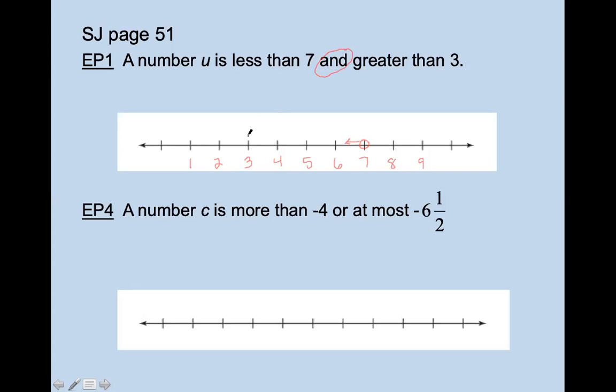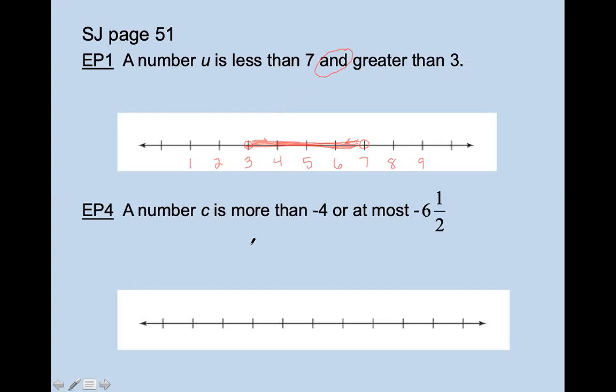Greater than 3. So numbers greater than 3, I need an open circle at 3 and an arrow going to the right, which means that all the solutions are any number that lies in between 3 and 7. So 4 would work, 5 would work, 6 would work, so would 4 1/4 or 5.25 or 6 3/8. Anything in between those two values is a solution.